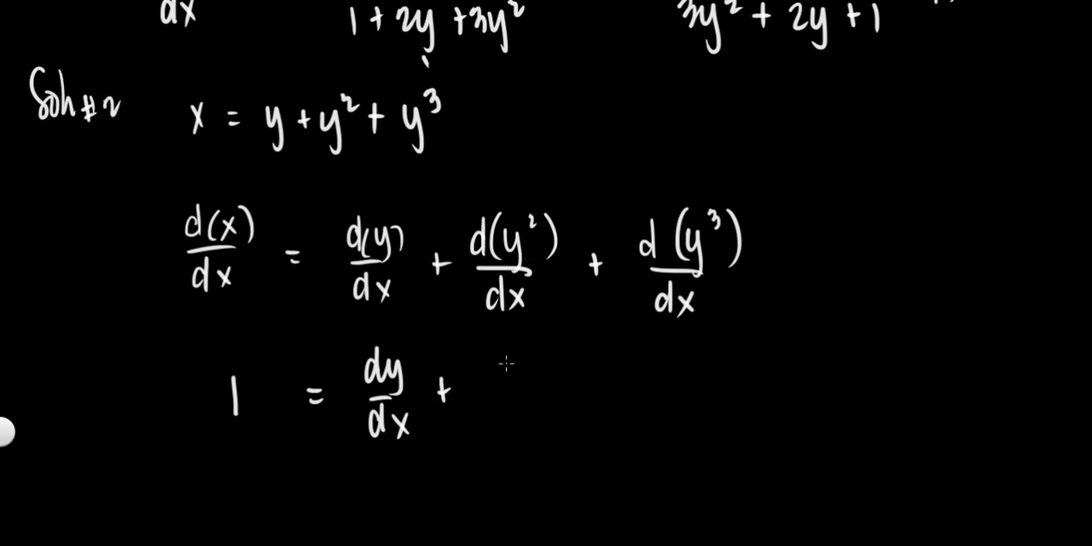This is apply power rule. Derivative of y squared is 2y. Then, derivative of y is dy over dx. What is the derivative of y cubed? We have 3y squared, then derivative of y with respect to x.